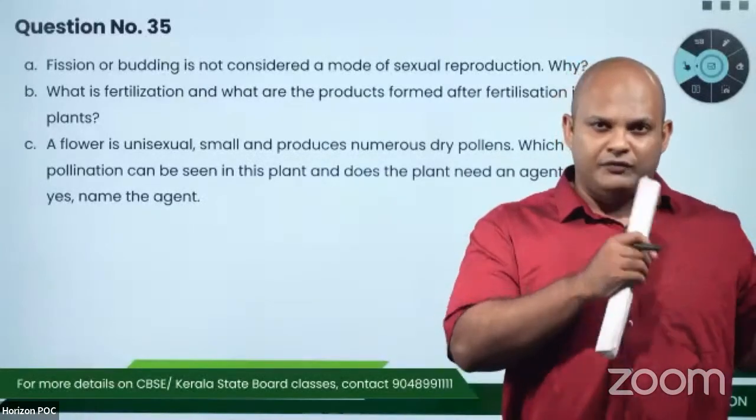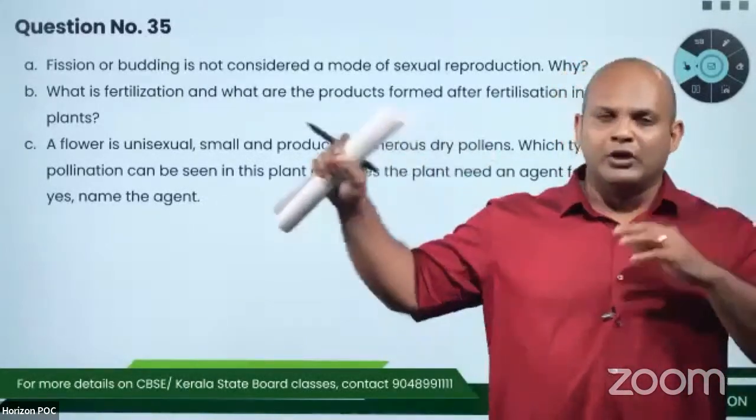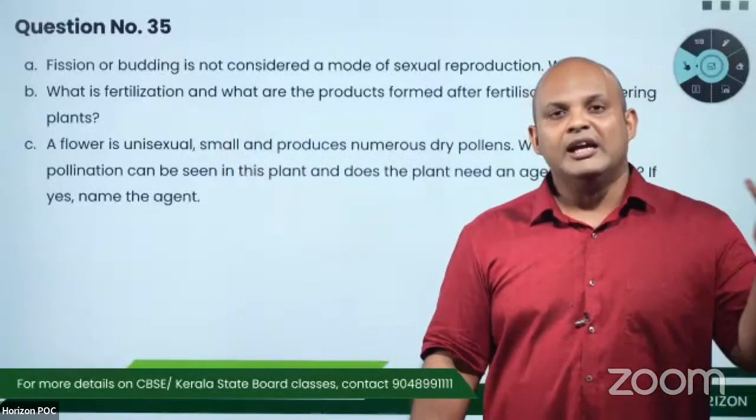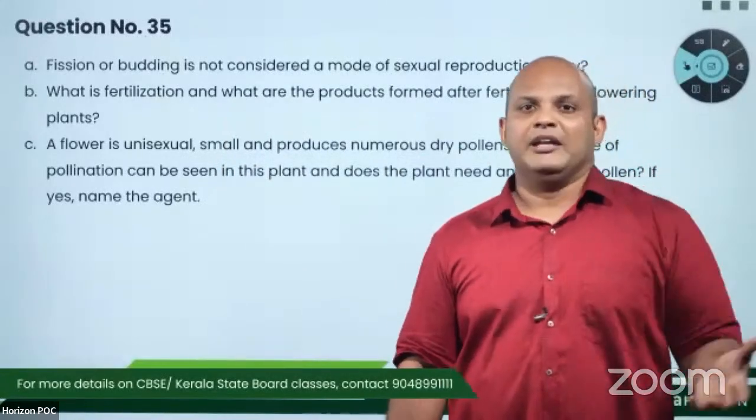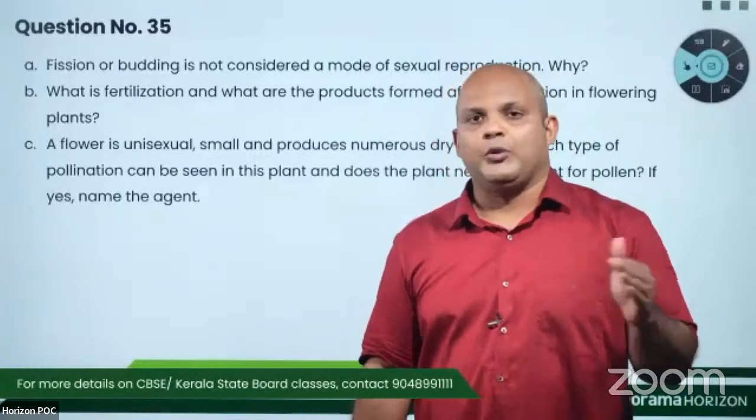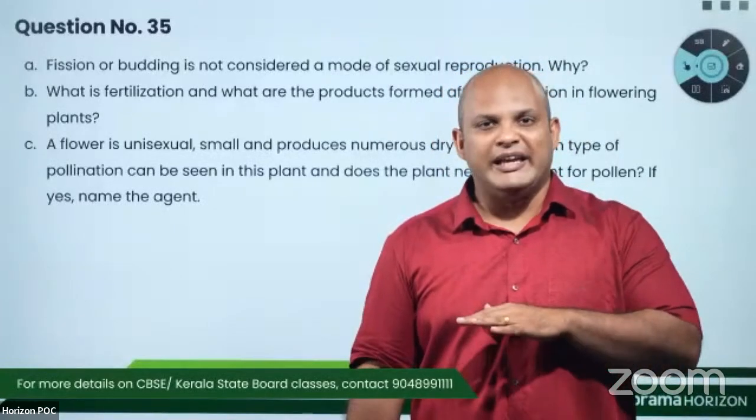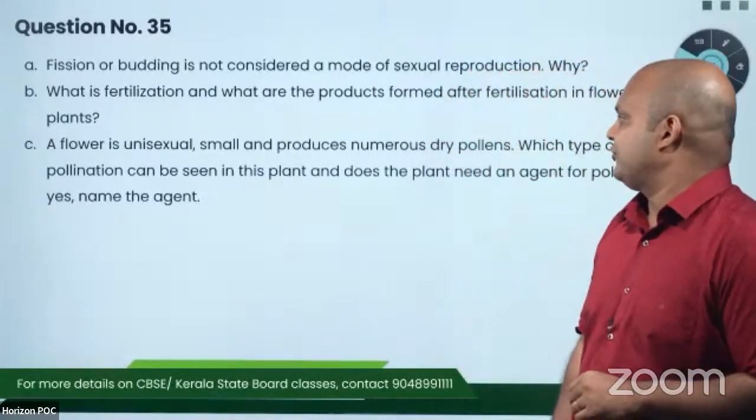So if it is a male flower, it will be sending pollen to a female flower. If it is a female flower, it will accept pollen from a male flower. So there will only be cross-pollination in this case. There will not be any self-pollination in this case.